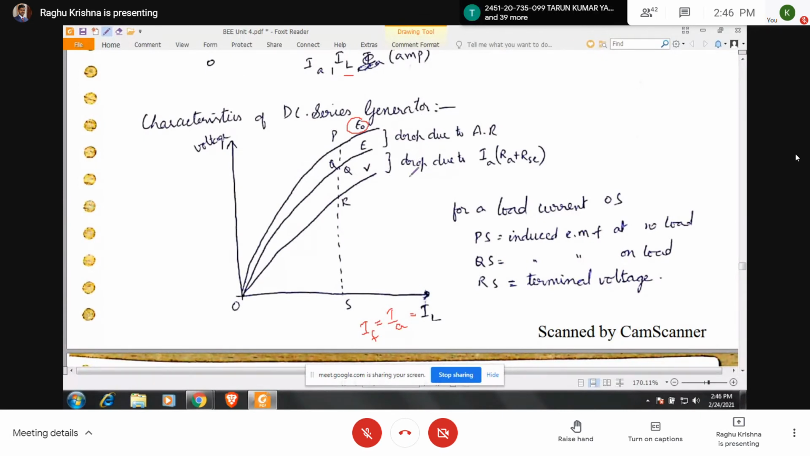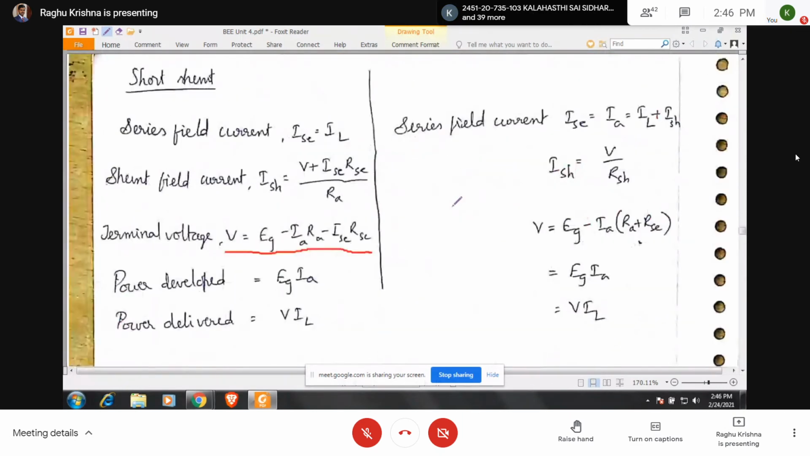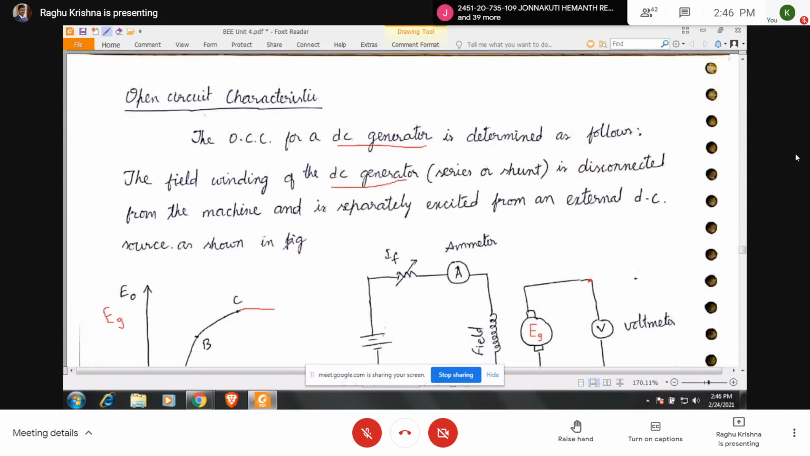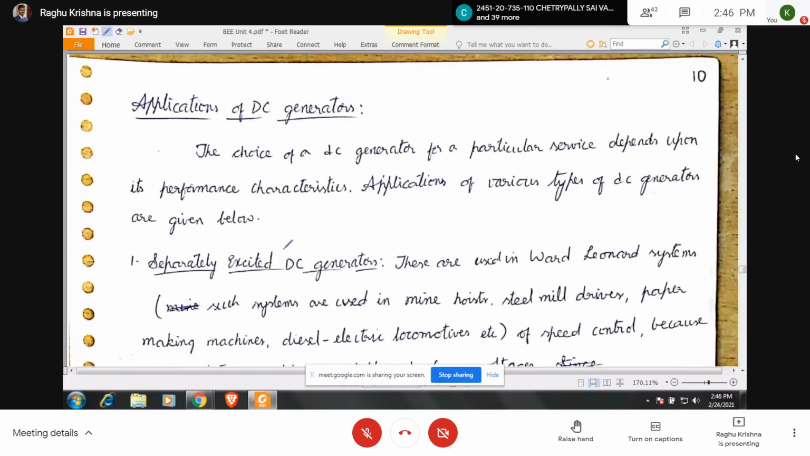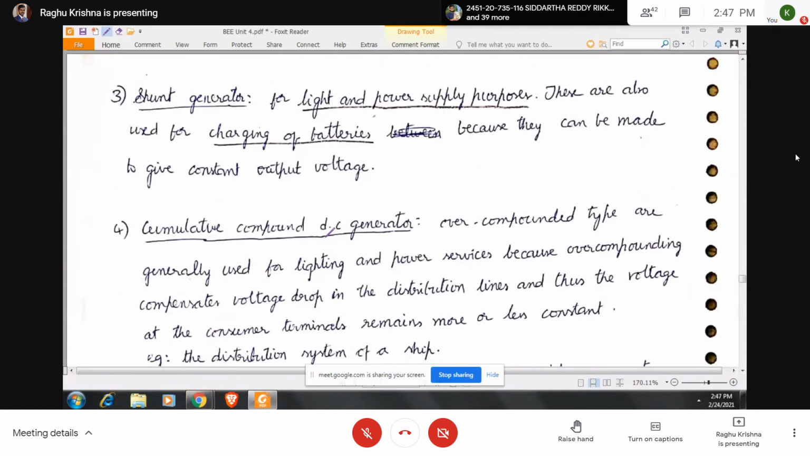Next, coming to this one, you already know the drop due to IA into RA plus RSC. There will be voltage drop due to armature resistance and series field resistance, IA into RA plus RSC. In these equations I have not considered the armature reaction, because we are going to reduce the armature reaction by some methods.